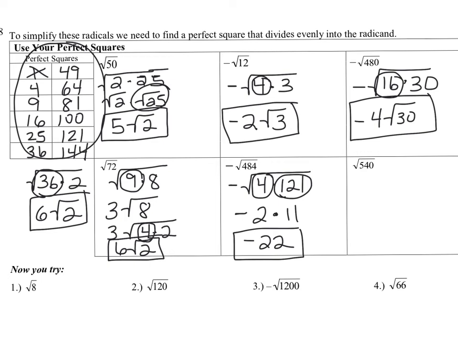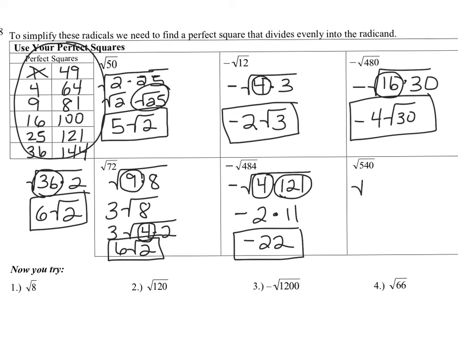So go to 540, start dividing 540 by one of your perfect squares, and see if you can find the biggest perfect square that goes into 540. All right, if you're using a calculator, you probably could very easily just start dividing, and you probably found that 36 is the biggest perfect square that goes into 540.